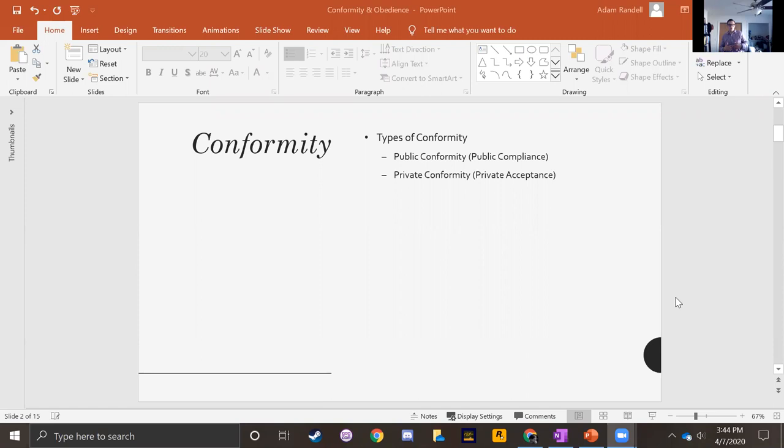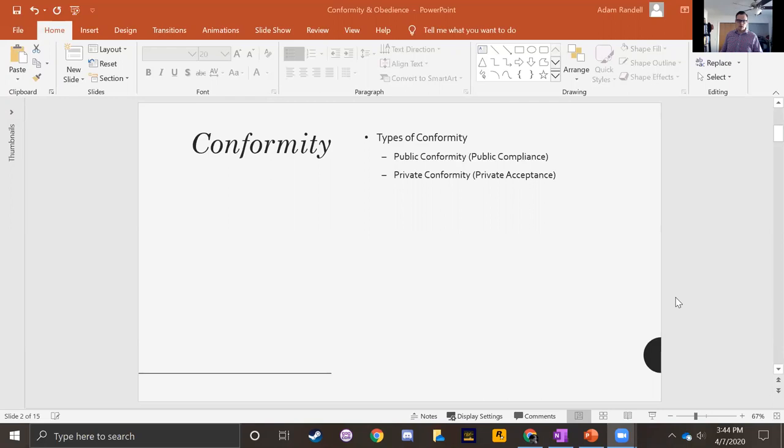We've got public conformity and private conformity. Public conformity is also known as public compliance. Public compliance is when we modify our own behavior to match that of those around us, so we conform, but we don't necessarily adopt the attitudes of those around us. And in general, conformity is changing your own behavior to match that of those around you.